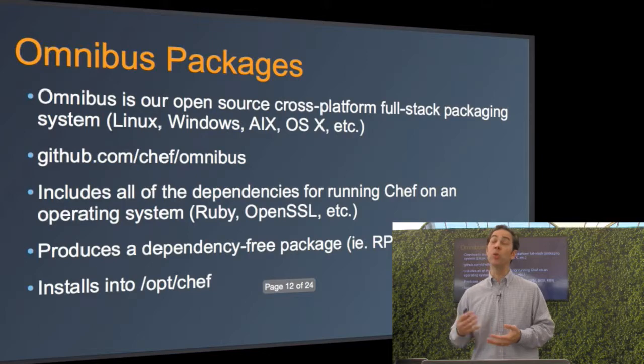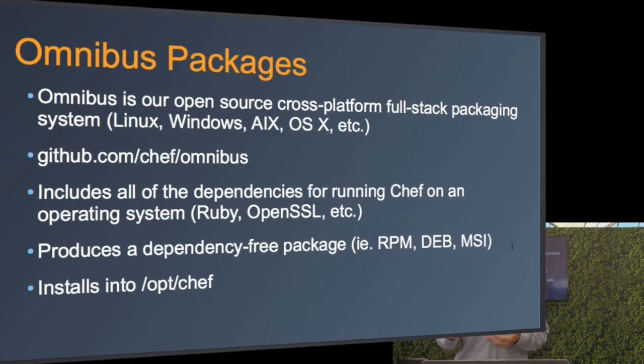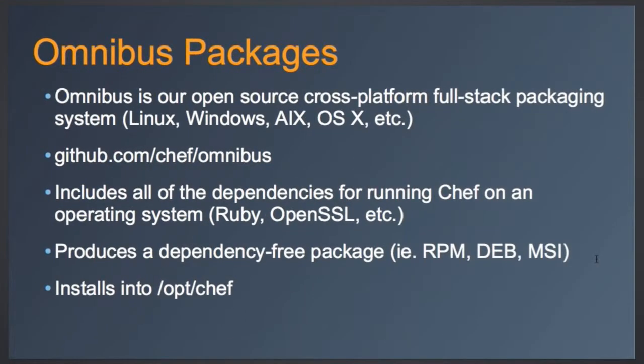The way we're doing this is we have an installer for the Chef agent that works on the Nexus devices. So the Nexus devices are running a variant of Linux called Wind River that's RPM based. So we are actually building an RPM of the Chef agent on those machines, and we're using our packaging system called Omnibus. Omnibus is a cross-platform full stack packaging system. What this allows us to do is to provide all the dependencies that the Chef agent needs for any operating system all in one package.